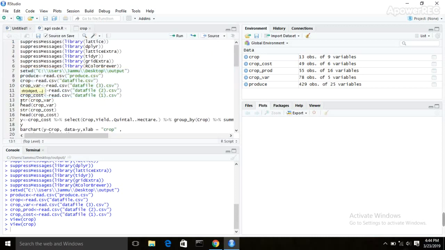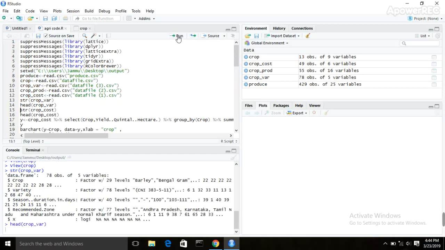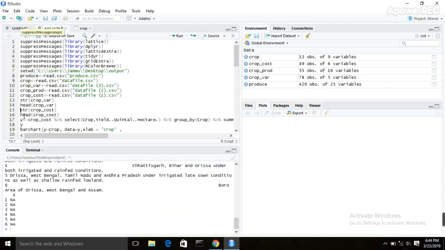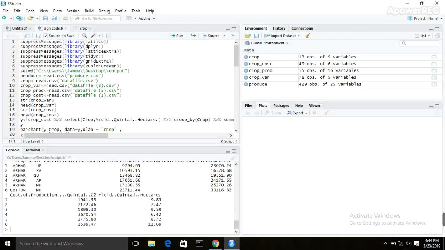Next, I am going to see the structure of the crop varieties. I am running it here. In the console it has shown the structure of the crop varieties, and I am going to run the head of the crop varieties. In the console it has shown the head of the crop varieties.